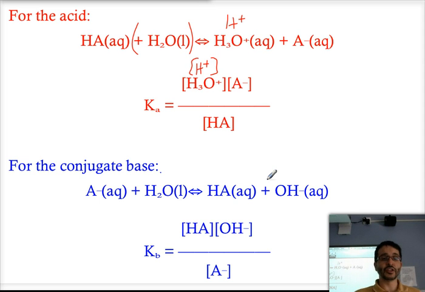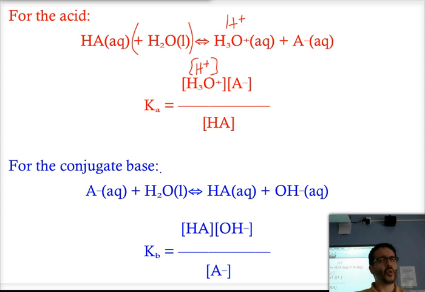All right, and so A negative can react with water to produce HA and a small amount of hydroxide ion, and it establishes a value of Kb. Kb in this case is HA times the concentration of OH over the original concentration of the A minus ion.